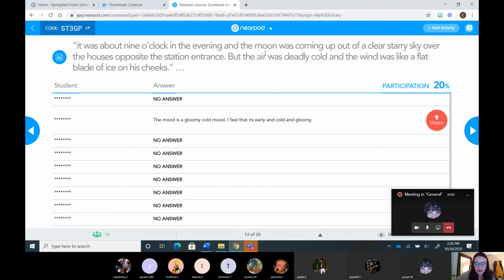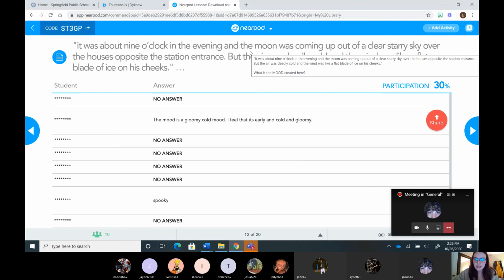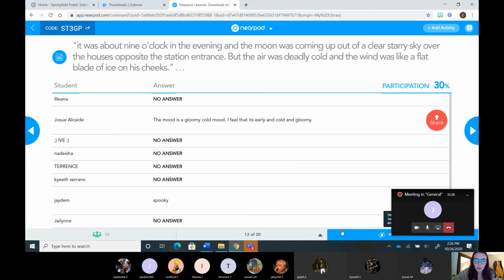It was about 9 o'clock in the evening, and the moon was coming up out of a clear, starry sky over the houses opposite the station entrance. But the air was deadly cold, and the wind was like a flat blade of ice on his cheeks. What is the mood that's being set here? Good, Jaden.